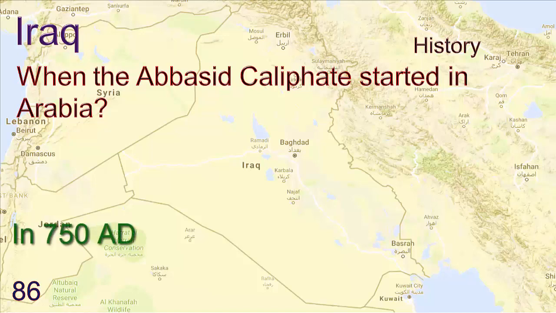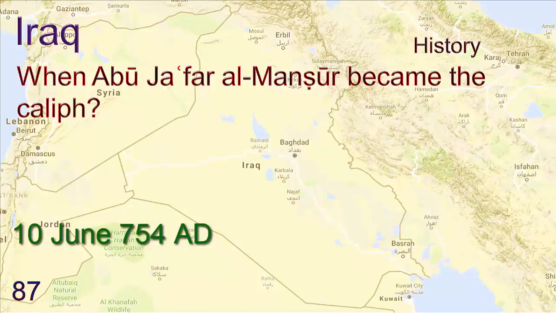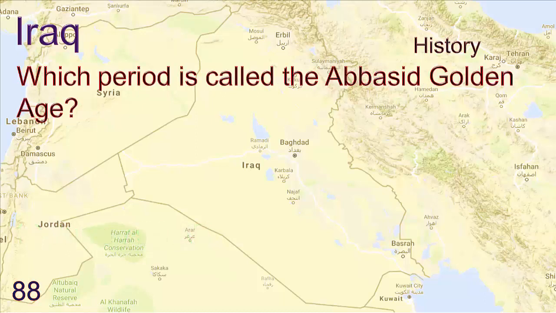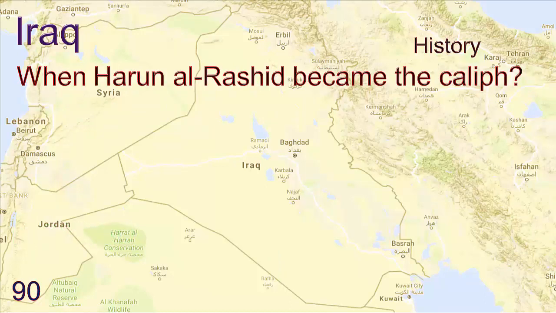In 750. When Abu Ja'far al-Mansur became the Caliph? 10th June 754 AD. Which period is called the Abbasid Golden Age? 775 to 861 AD. When Abu Ja'far al-Mansur founded the city of Baghdad as his capital? In 762. When Harun al-Rashid became the Caliph?